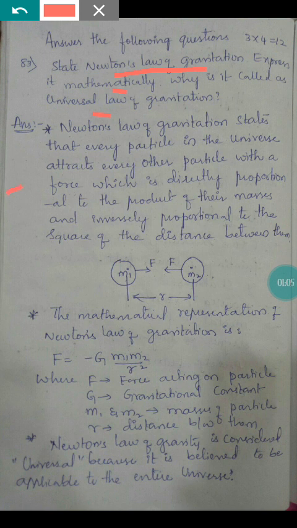First try to write the statement of Newton's law of gravitation, and with the statement try to give a simple diagram. According to the statement, try to make the equation and define the terms which you have used in the formula, and write at the last the reason why it is called the universal law. Try to write the reason at the last, right?